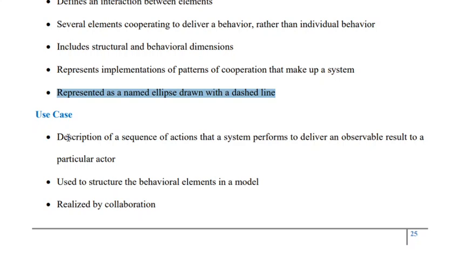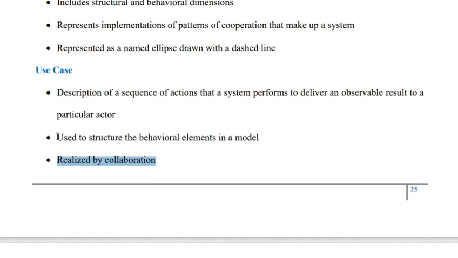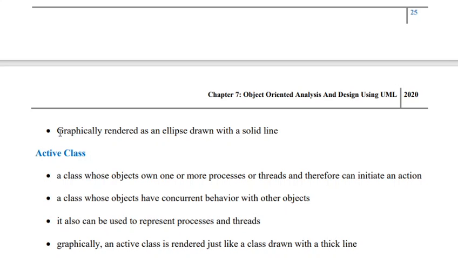So, in a singular instance, it's a particular way in which a system can be used by the user. Now, in order to realize the use case, we need to have a set of elements collaborating with each other. So it also is realized with the help of collaboration, because a set of objects collaborate with each other in order to realize behavior. So it is used to structure the behavioral element in a model. Now graphically, it's rendered using an ellipse with a solid line.